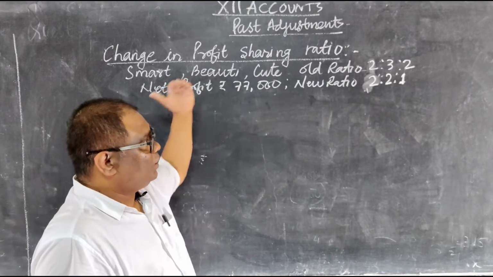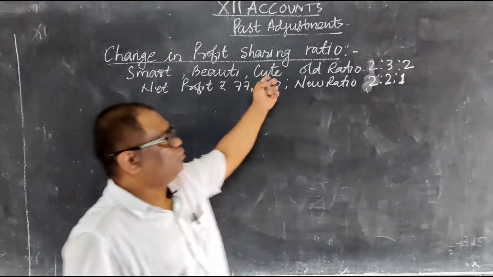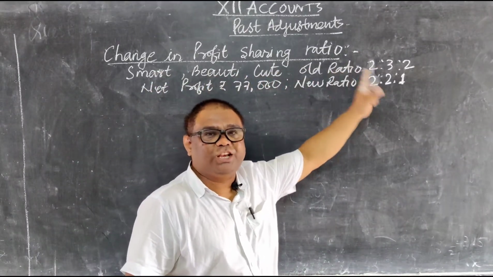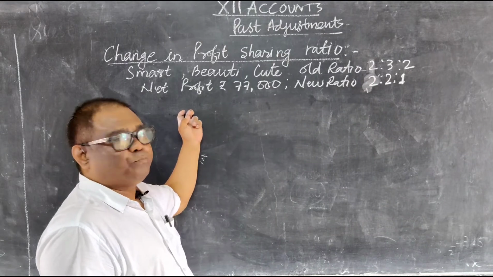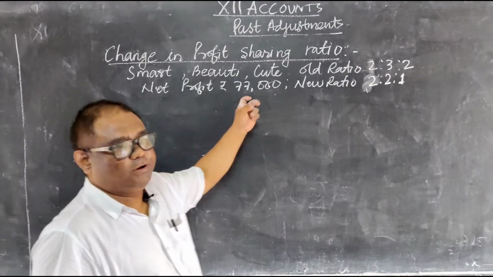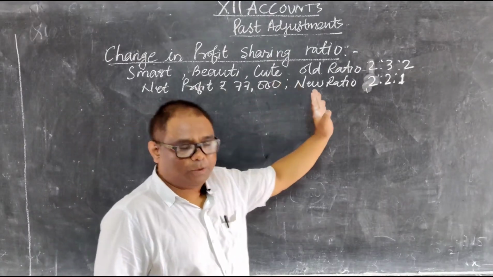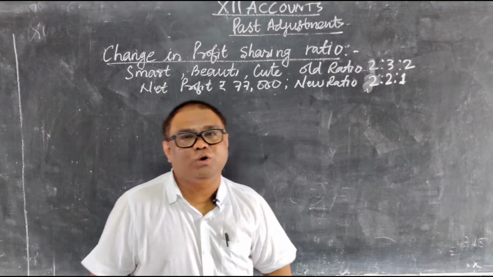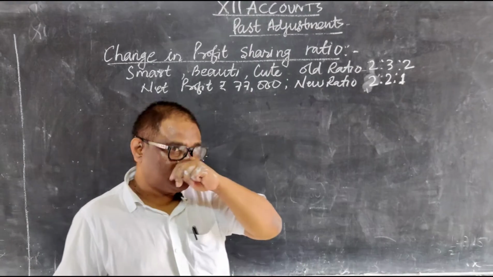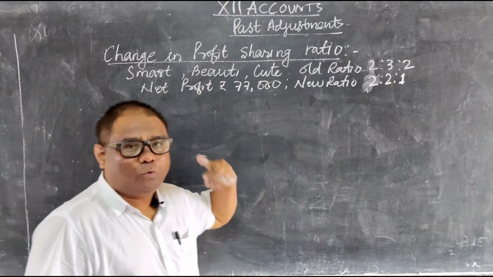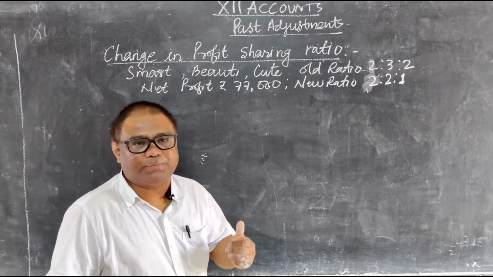This is the question. The old ratio of Smart, Beauty and Cute is 2:3:2. Their net profit to be shared is 77,000. They have already shared, but afterwards the profit sharing ratio is altered to 2:2:1. Now in this situation, changing the ratio, how will we pass the adjustment entry?